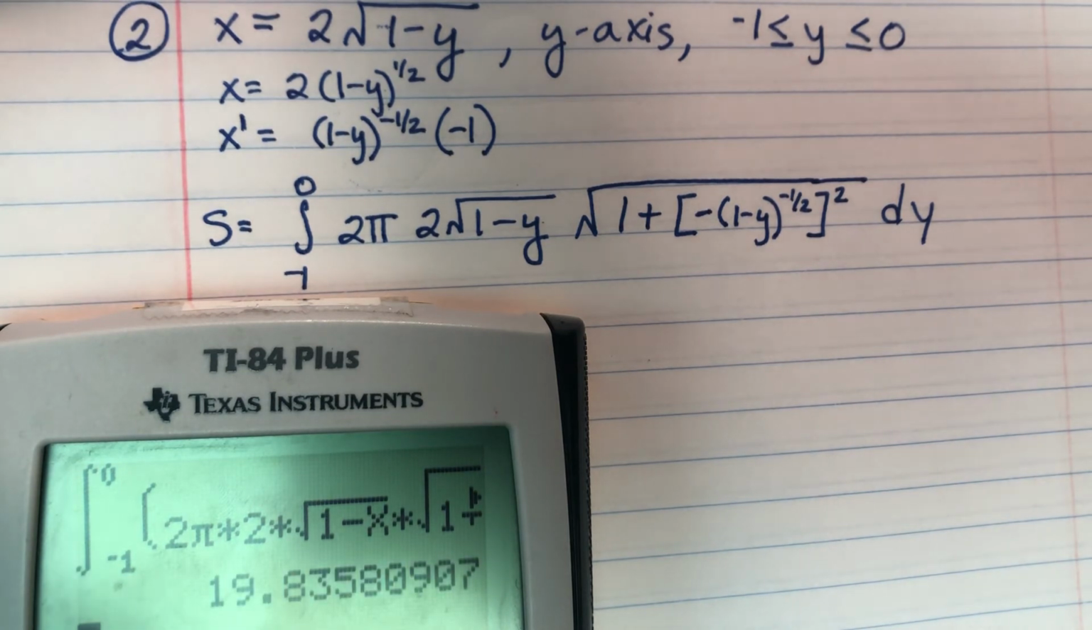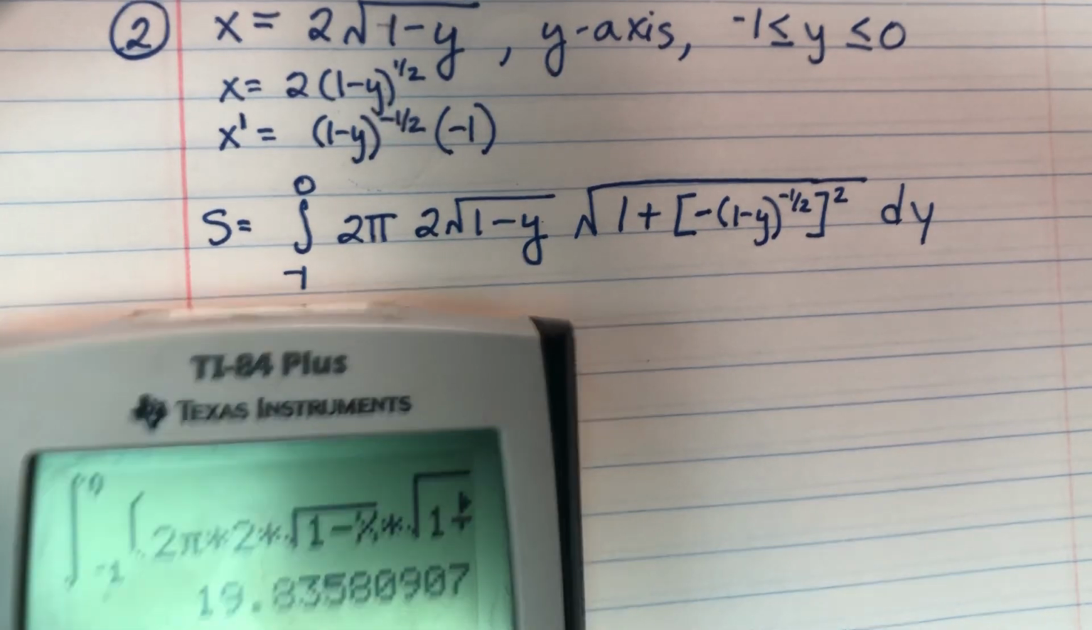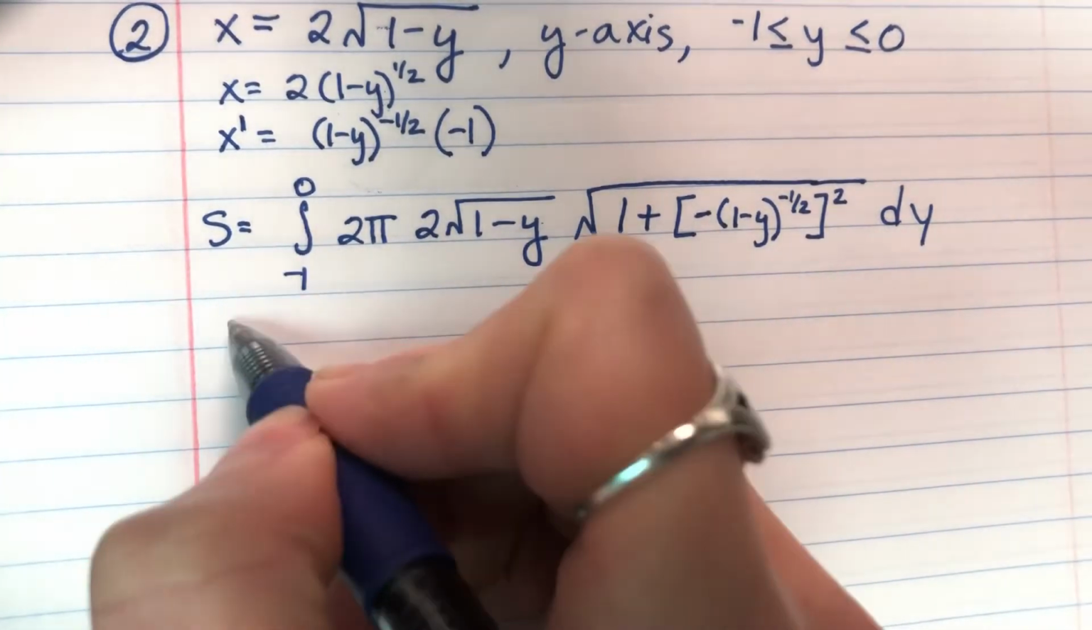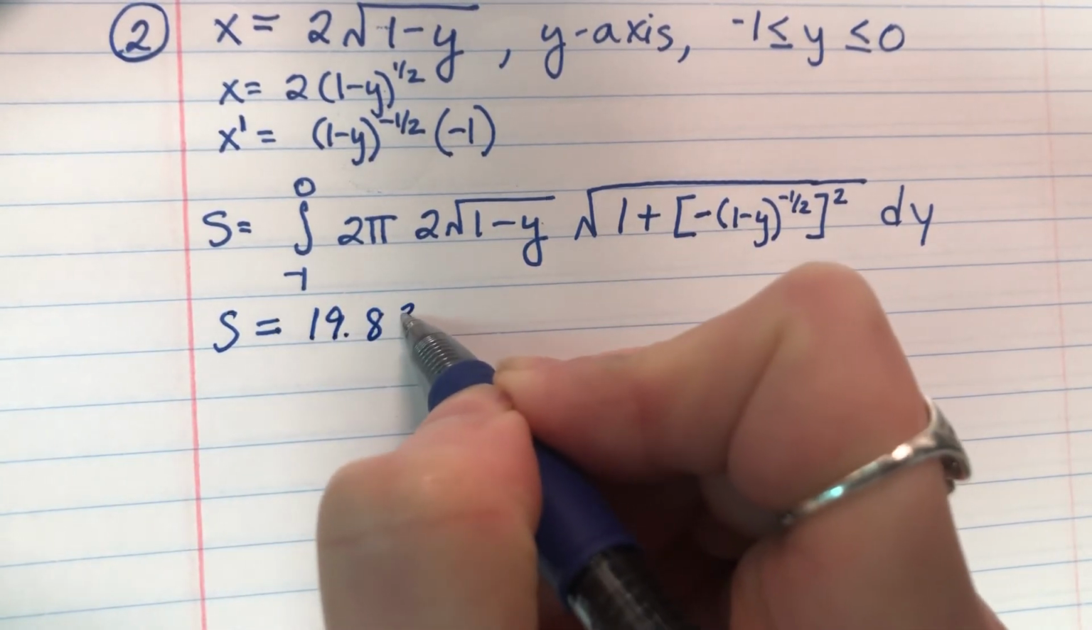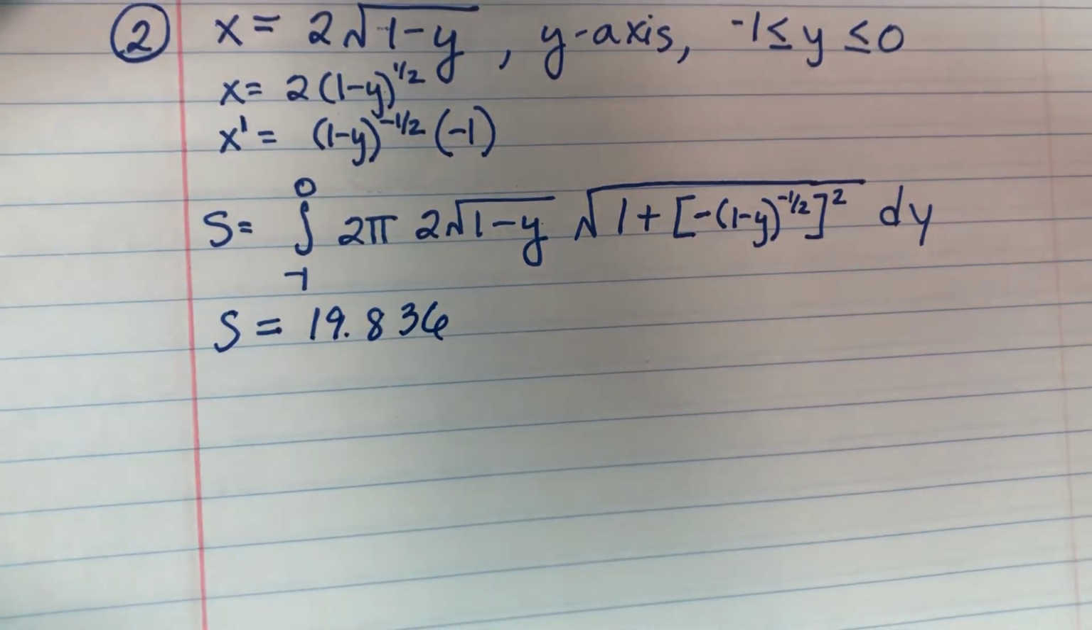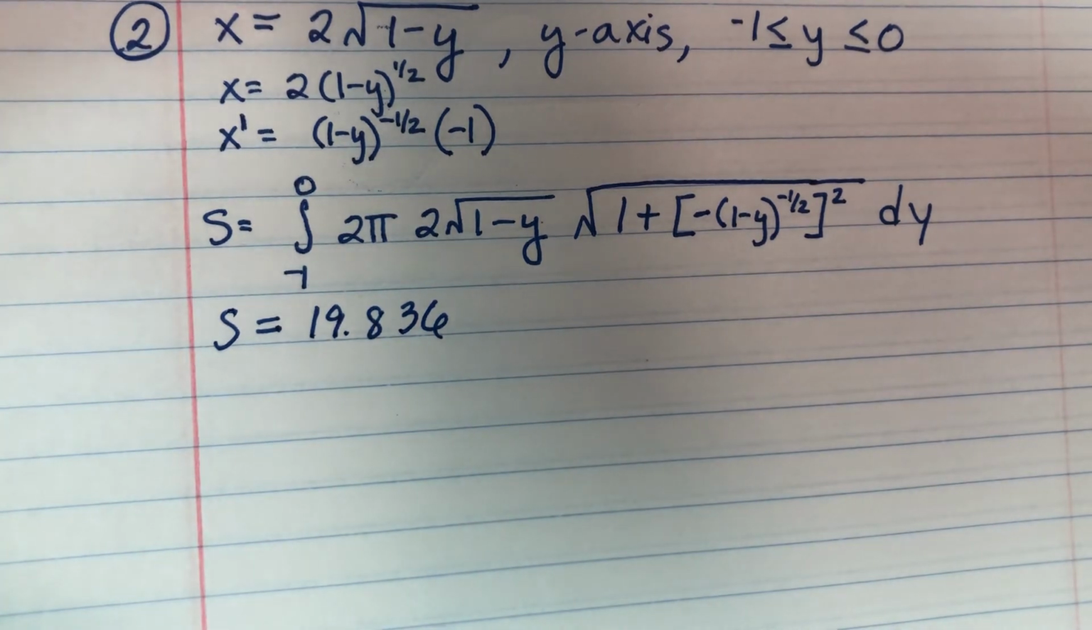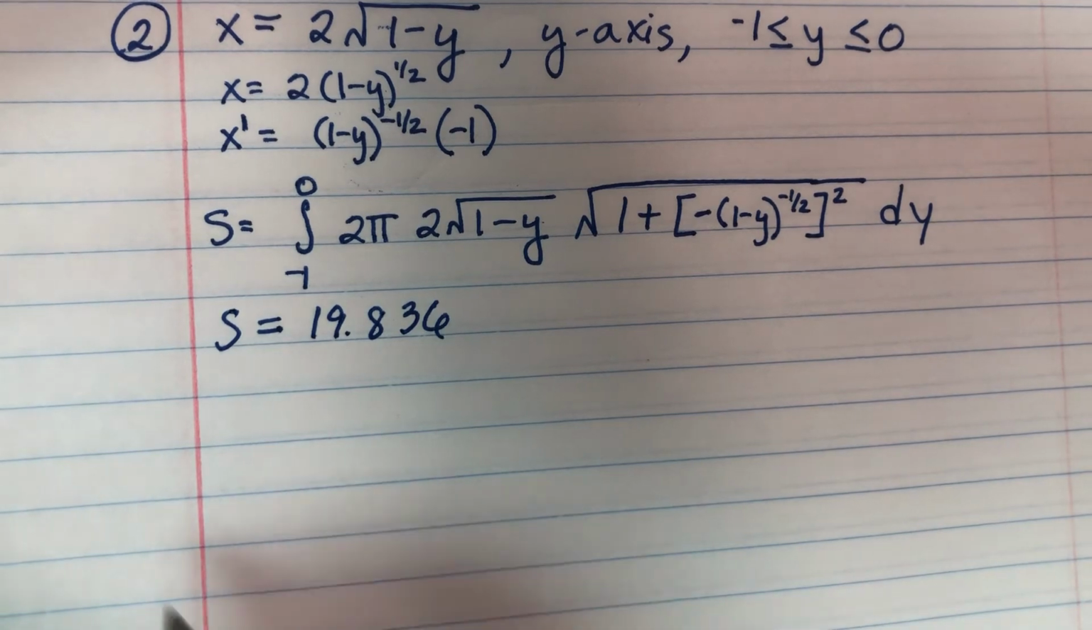So we get 19.836 is what that would round to. Surface area equals 19.836. All right, let's see here. Number 3.